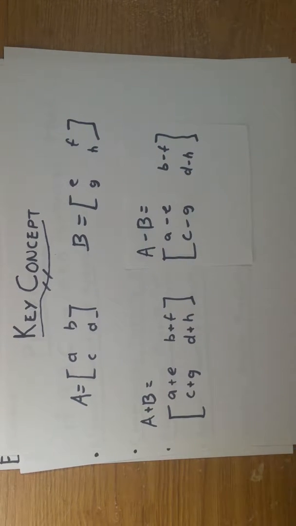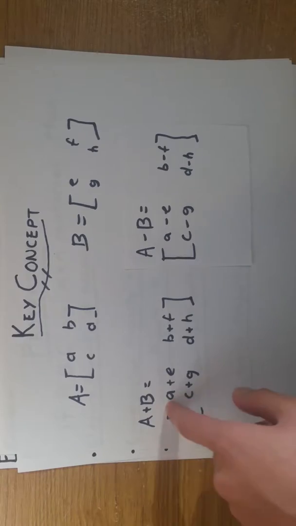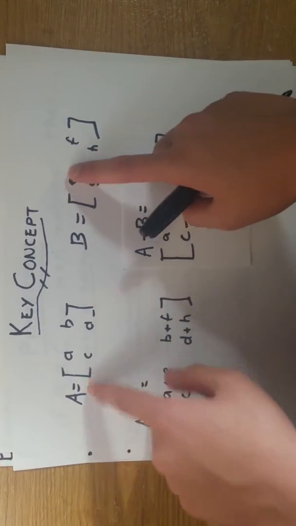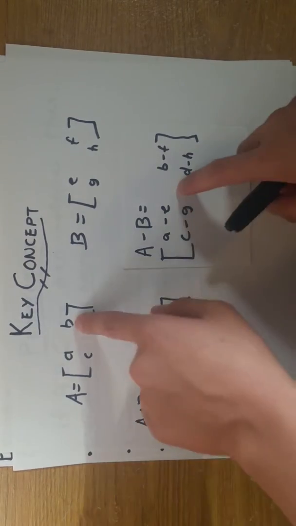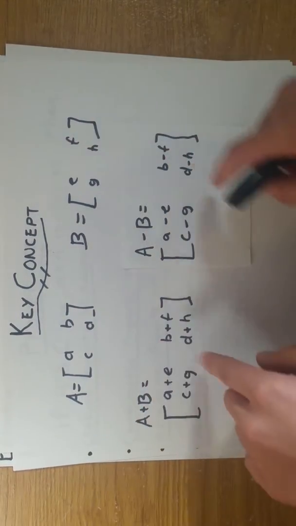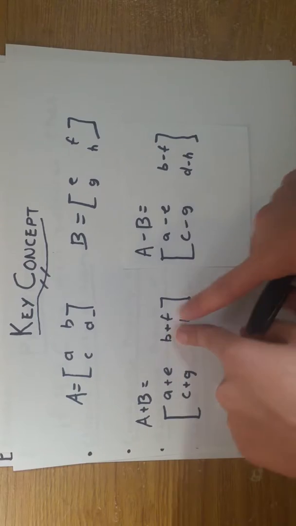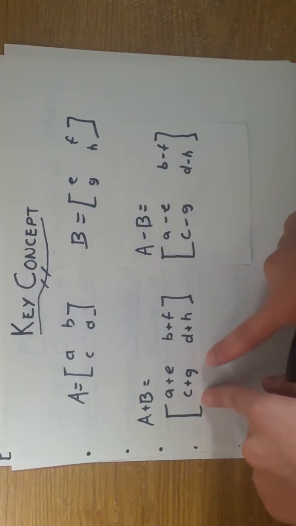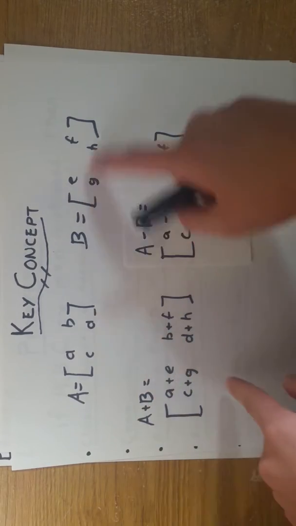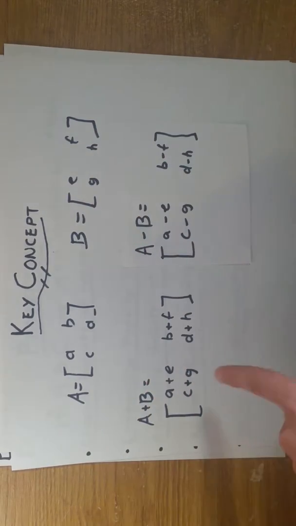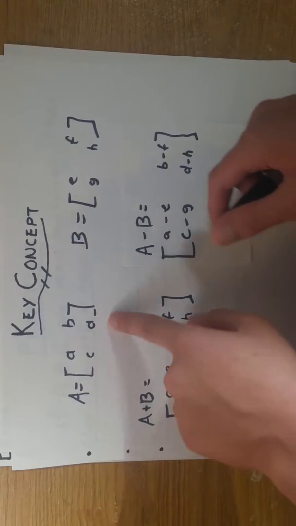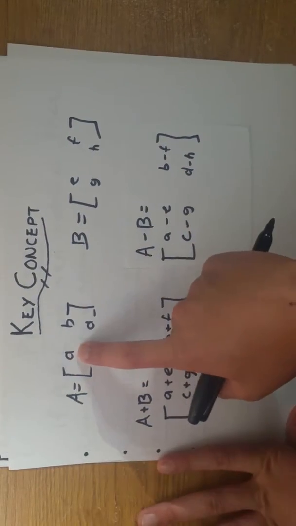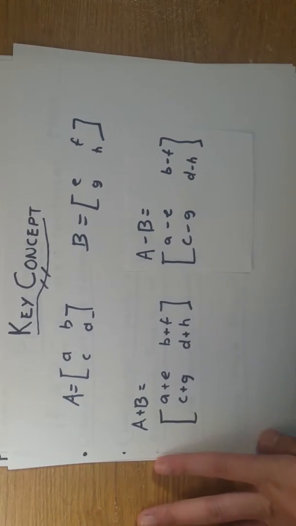For adding, you just get the first terms and add them. A and E are first terms, so A plus E. For the second term of the first row, we have B and F, so B plus F. We also have C and G, so C plus G, in the second row. And for the last one, we have D and H, so D plus H. So you just add the corresponding elements.